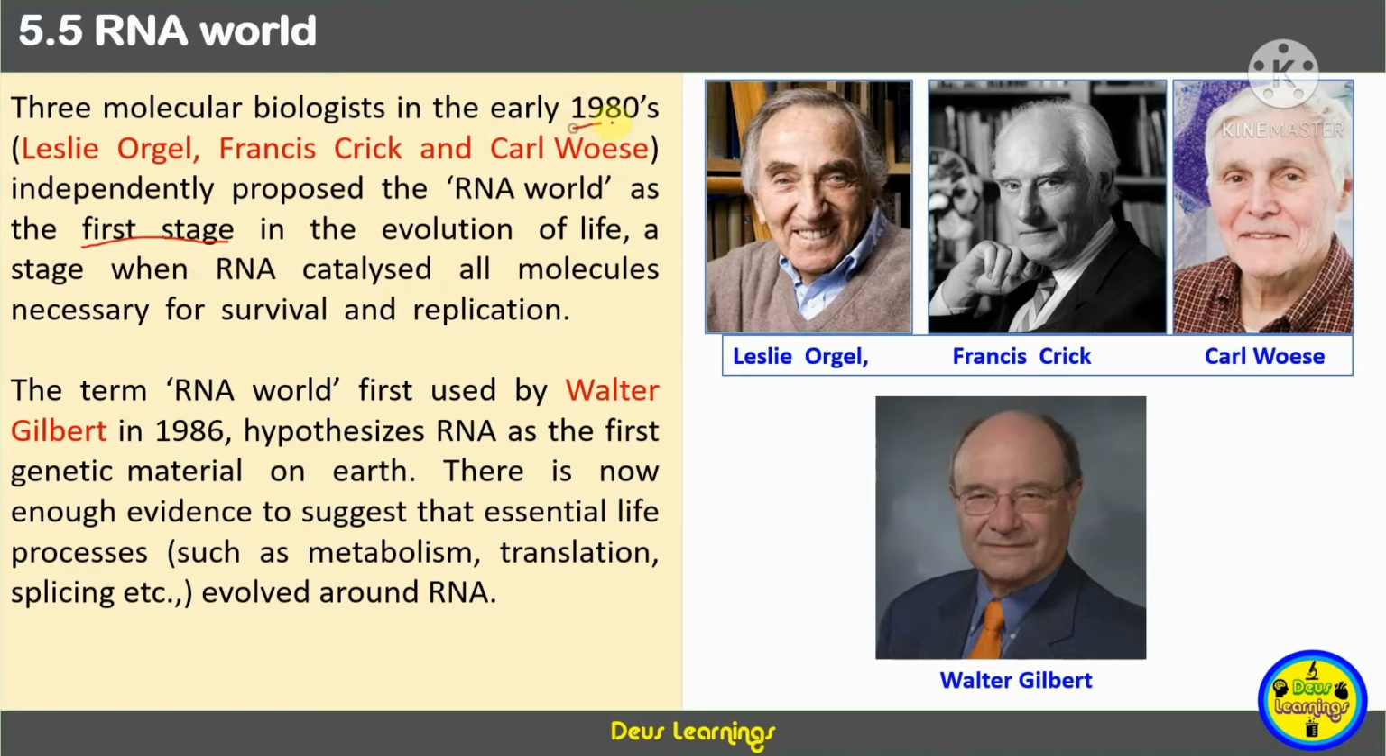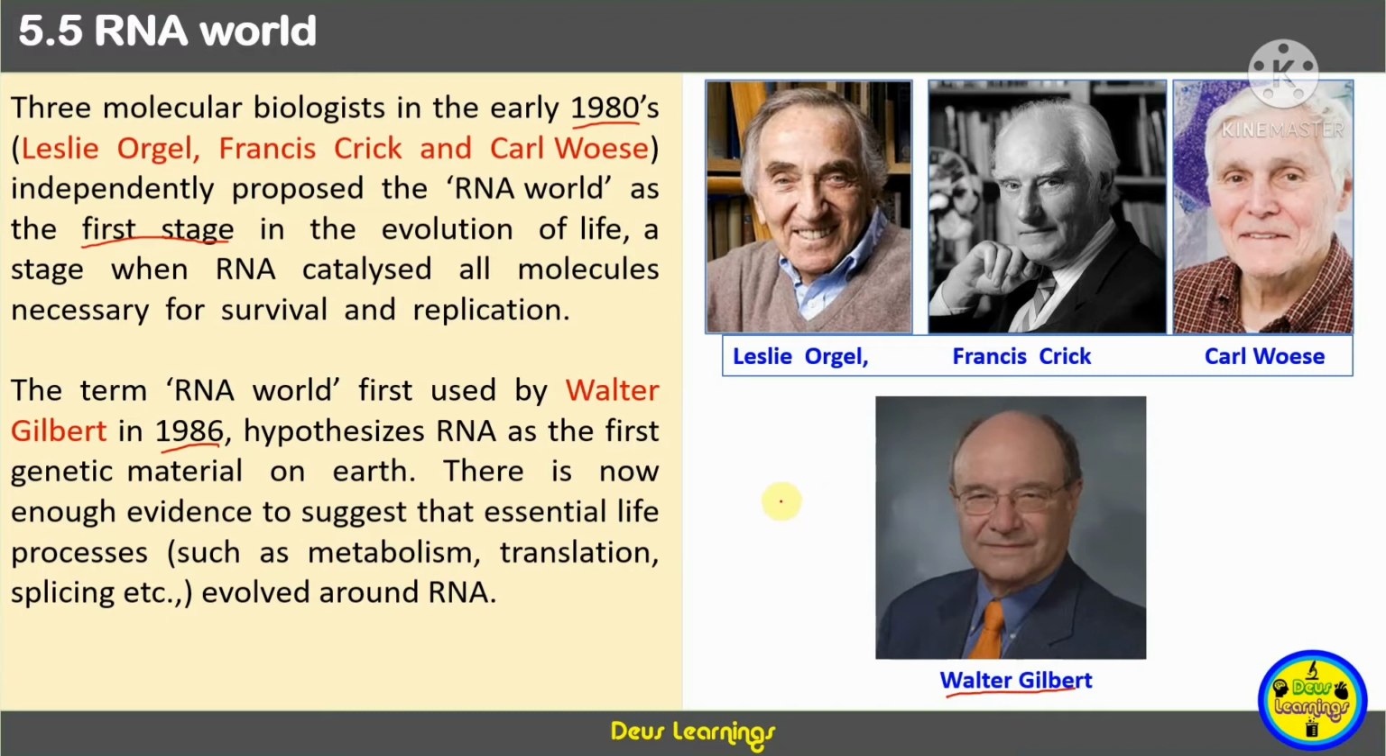Then in 1986, Walter Gilbert was the first to hypothesize RNA as the first genetic material on Earth. And it's quite possible, because RNA is a simpler form compared with DNA. DNA needs much more material, many more substances to be created. As you know, it's double stranded, while RNA is single stranded. So the first genetic material which evolved on Earth was definitely the RNA.